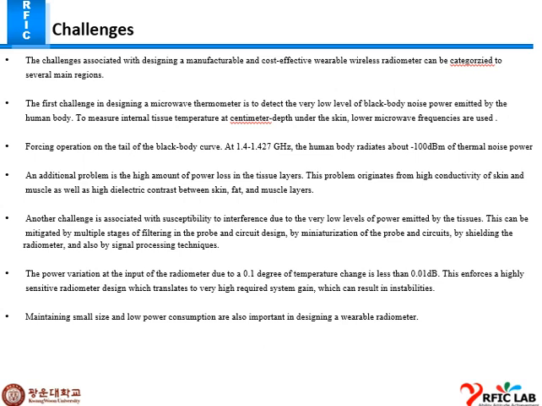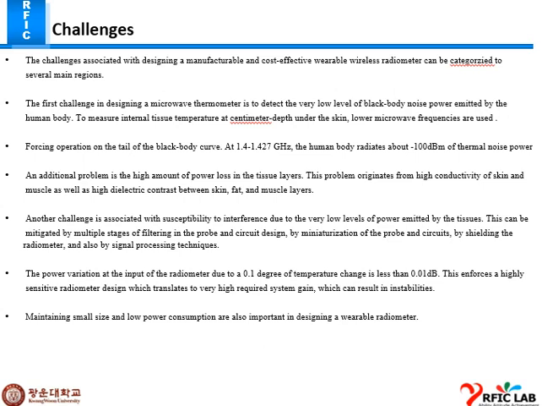Another challenge is interference, due to the very low level of power emitted by the tissues. This can be mitigated by multiple stages of filtering in the probe and circuit design, by shielding the radiometer, and also by signal processing techniques.